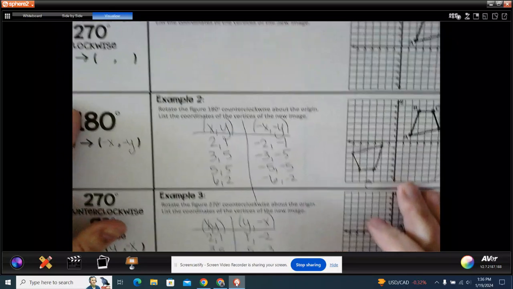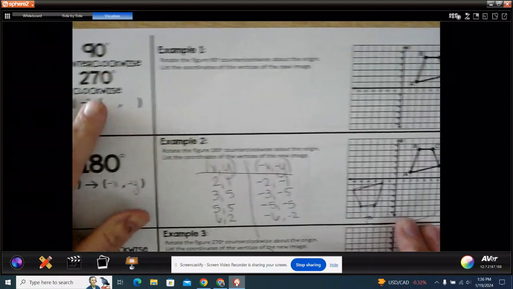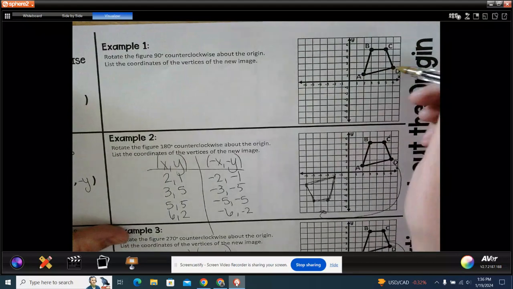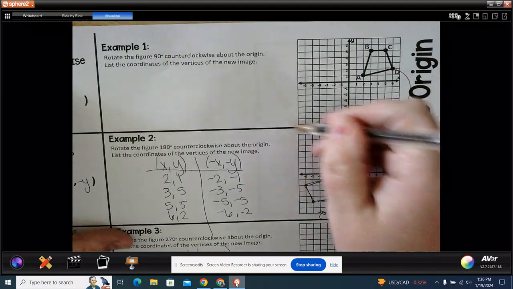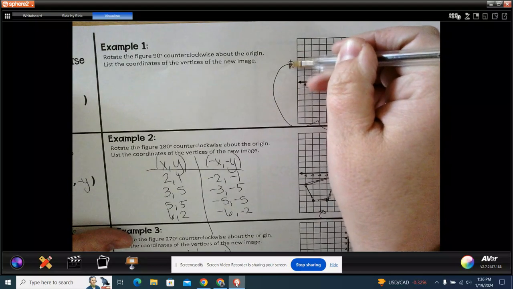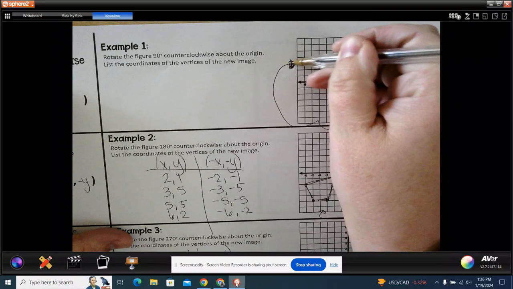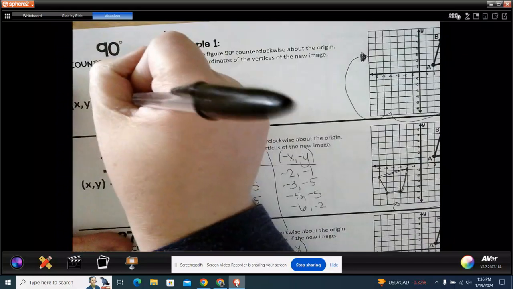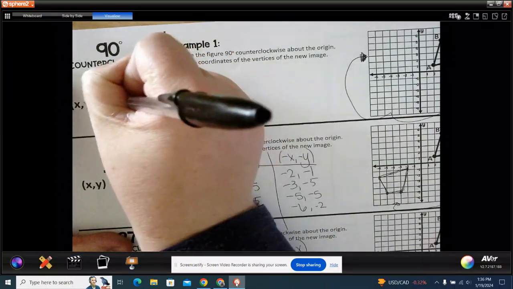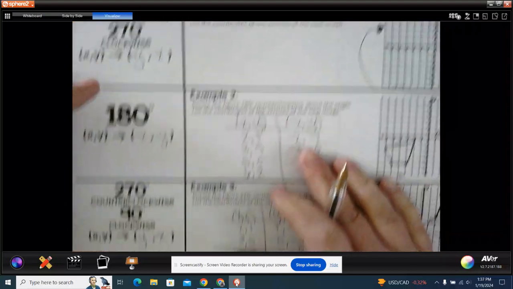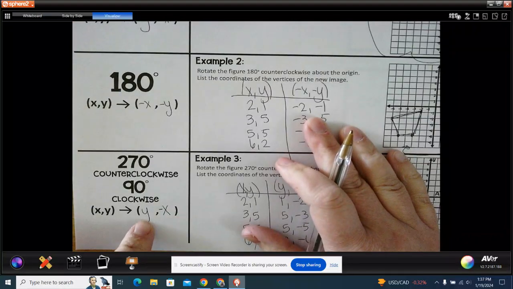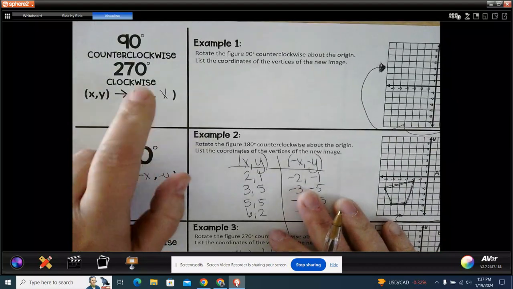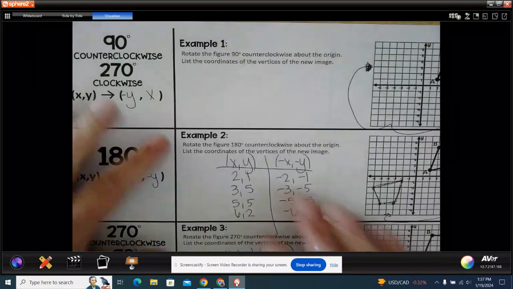For our last one is 270 degrees clockwise. So this is moving 3 quadrants over. So 1, 2, 3. So we're going to end up in quadrant 2 for our rotation. So our rule says switch x and y again, but this time the y is changing. With 90 degrees clockwise, we switched x and y, but the x was negative. With 270, the y is negative, but the x is positive.